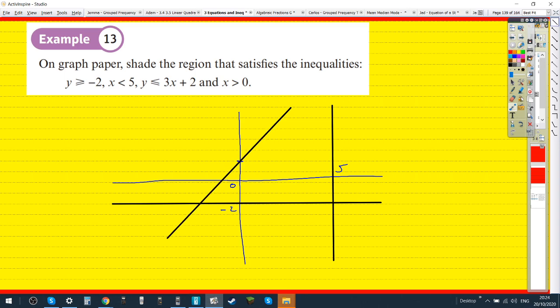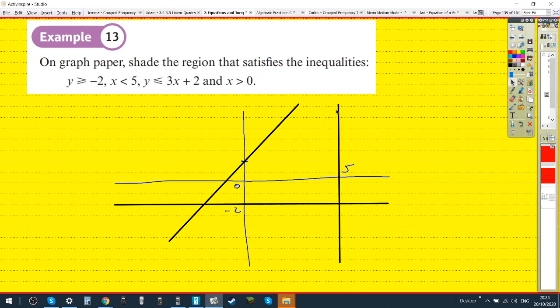So this is my sketch. I don't know how accurate this is. And I think I need to extend it. And x is greater than 0. Well, let's just put these together. The way I usually do it is I delete the bit you don't need.